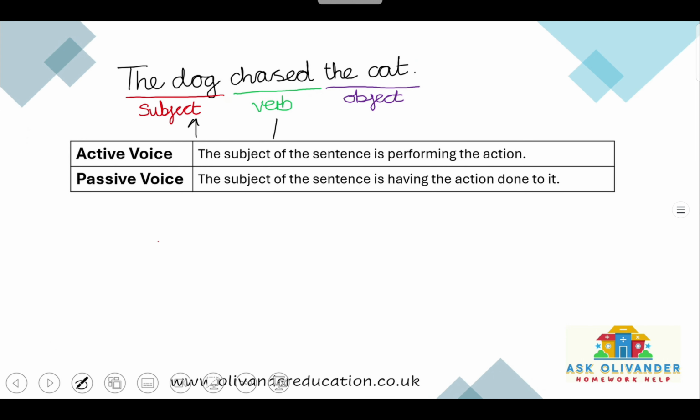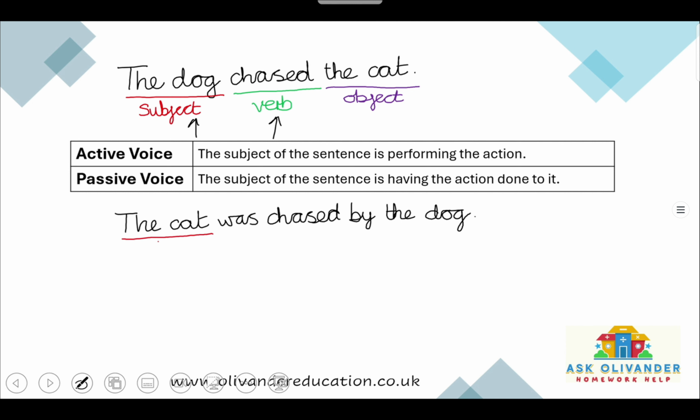In an active voice sentence, the subject of the sentence is performing the action. In this example, the dog is doing the chasing. But in a passive voice sentence, the subject of the sentence is no longer doing the action. They are having the action done unto them. So in this instance, the same action would be rewritten as the cat was chased by the dog.